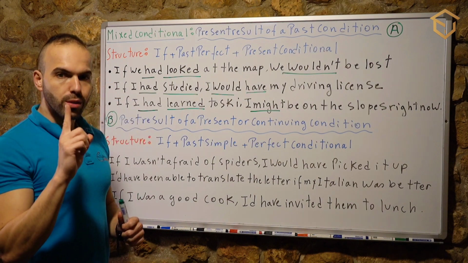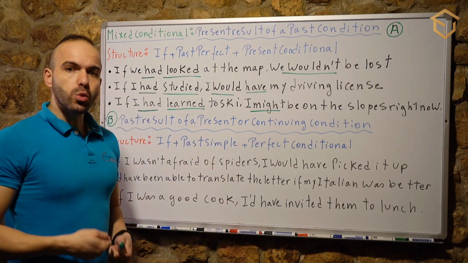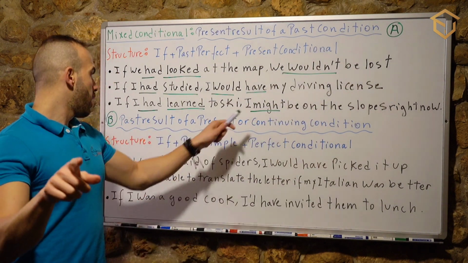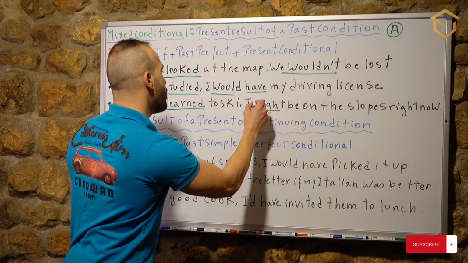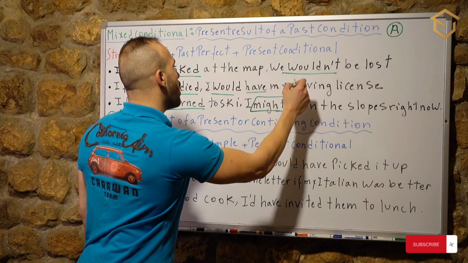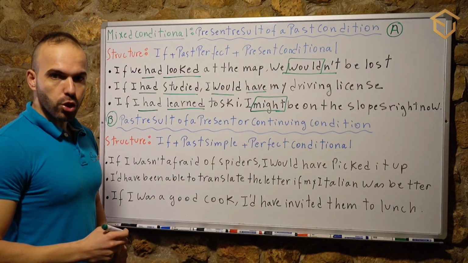If I had learned, but I didn't learn how to ski, and so that's why I can't be on the slopes right now. You might be noticing that we actually use might. We can use might, by the way, instead of would. So would and might are quite often used in this specific type of mixed conditional.